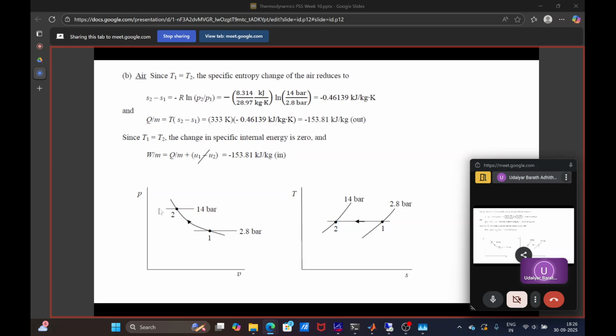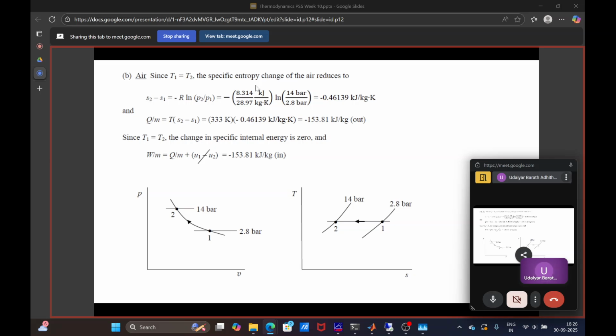But if you assume it for air, which is an ideal gas, in that case we can straight away use the same relation which we used in the previous problem. Delta S is Cp ln T2 by T1 minus R ln P2 by P1. In this case, since your temperature is constant, ln T2 by T1 becomes ln 1, which is 0. So we get S2 minus S1 is minus R ln P2 by P1.